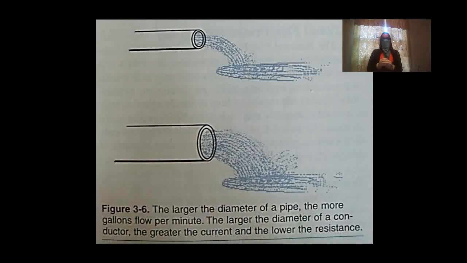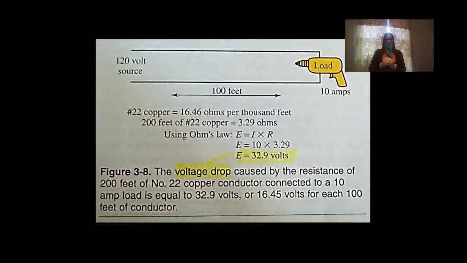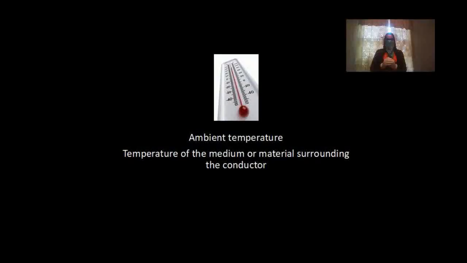Cross-sectional area of the conductor. The larger the surface area or diameter of a conductor, the lower the resistance. The type of conductor material. Different materials have different resistance values. Length of the conductor. The longer the conductor, the greater the resistance. Temperature of material. Resistance of a material rises with rise in temperature.